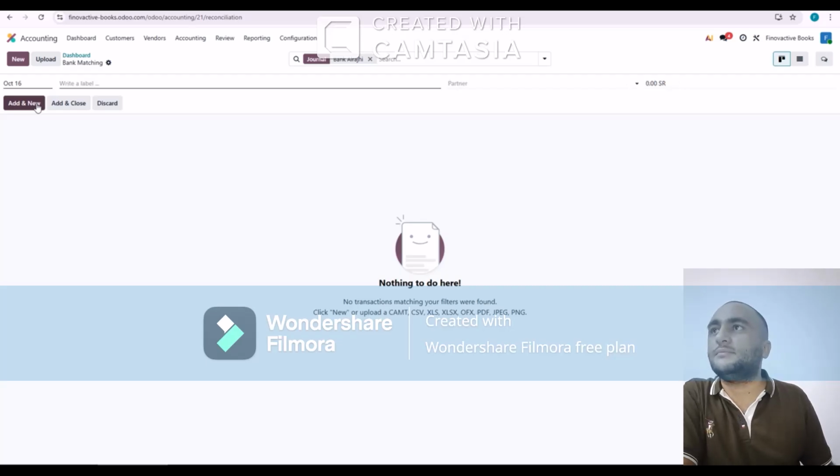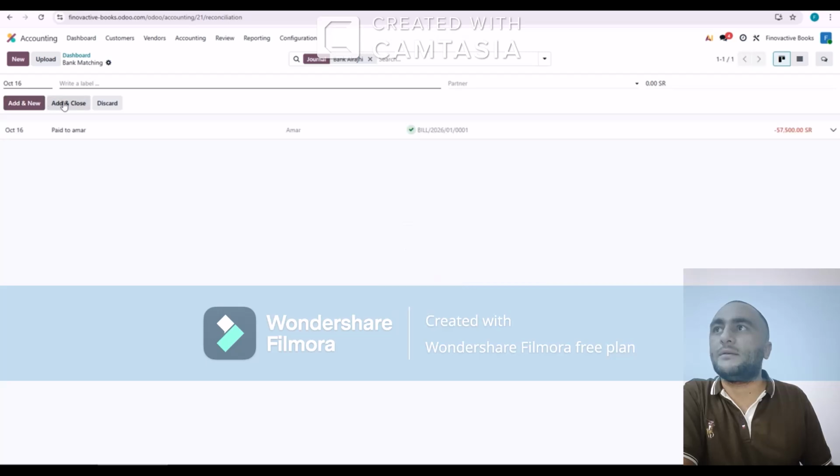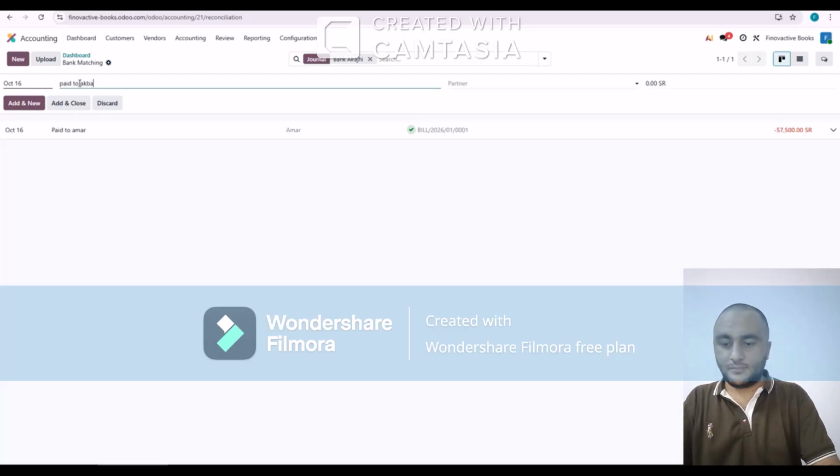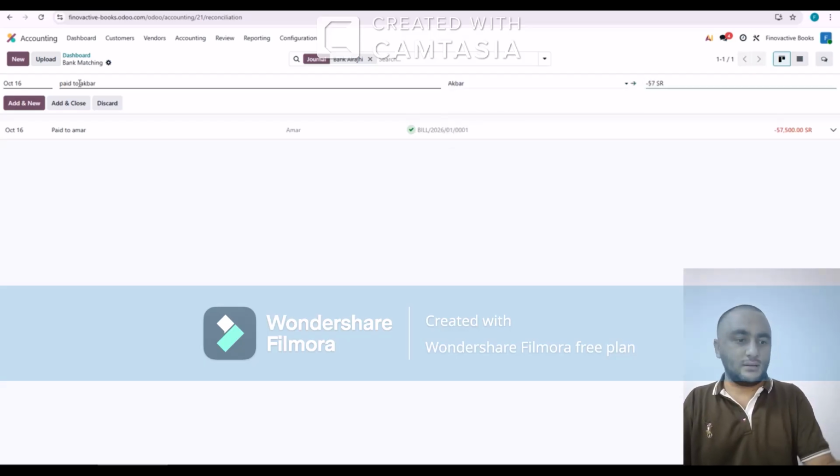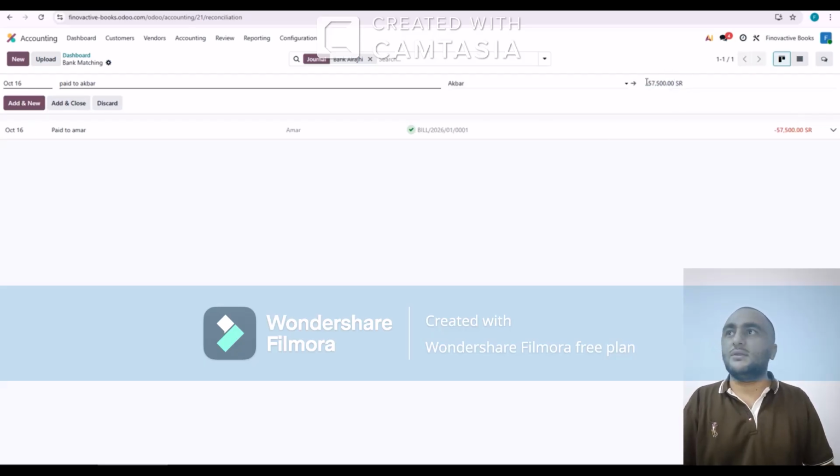Add and new. We will create add and new. You can add and close if you have only one invoice, but we have multiple invoices, so pay to Akbar. Akbar with the same amount, we will pay to Akbar minus 57,500. You have to write the minus sign when payment is going.